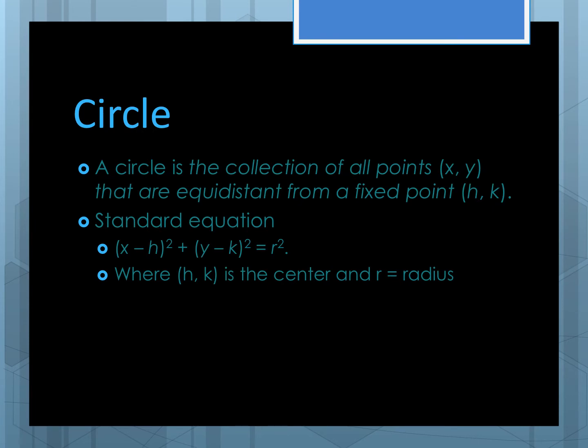So a circle is the collection of all points x, y that are equidistant from a fixed point. We did talk about circles all the way at the beginning of the year, but the standard equation is (x minus h) squared plus (y minus k) squared equals r squared, where (h, k) is the center and r is the radius.